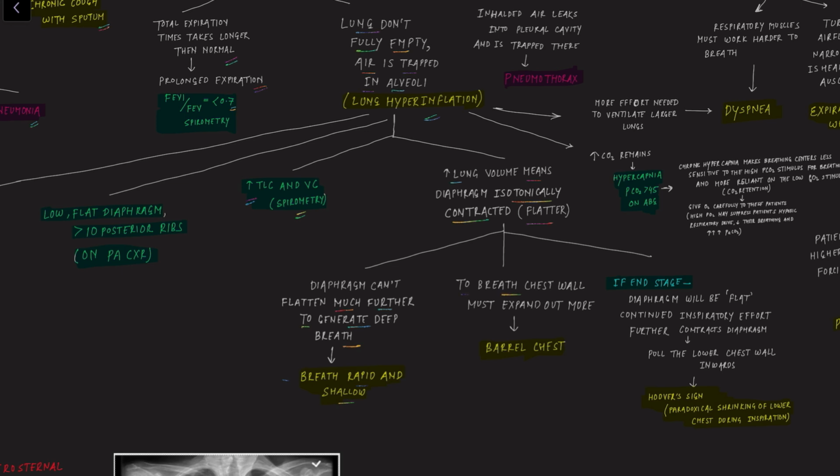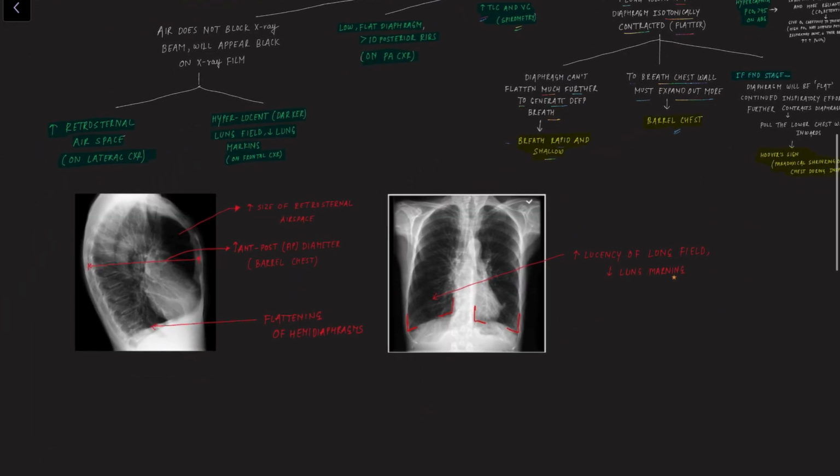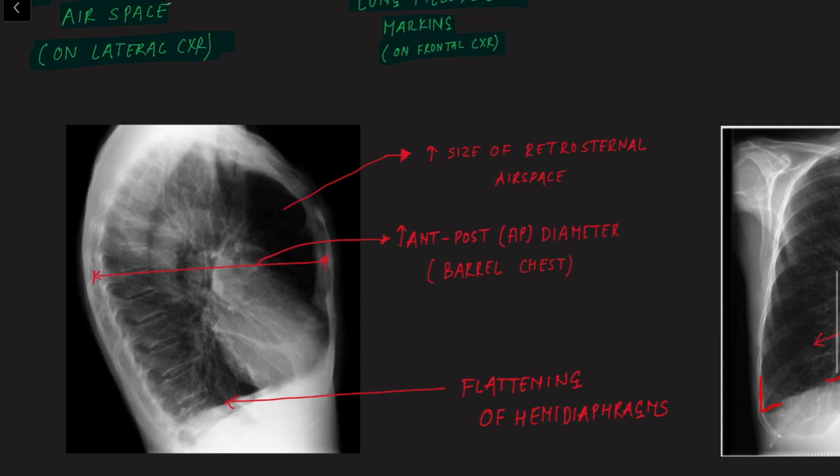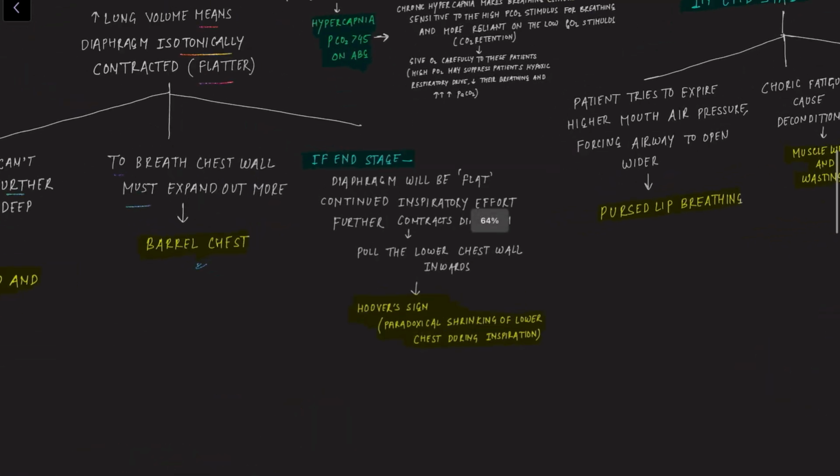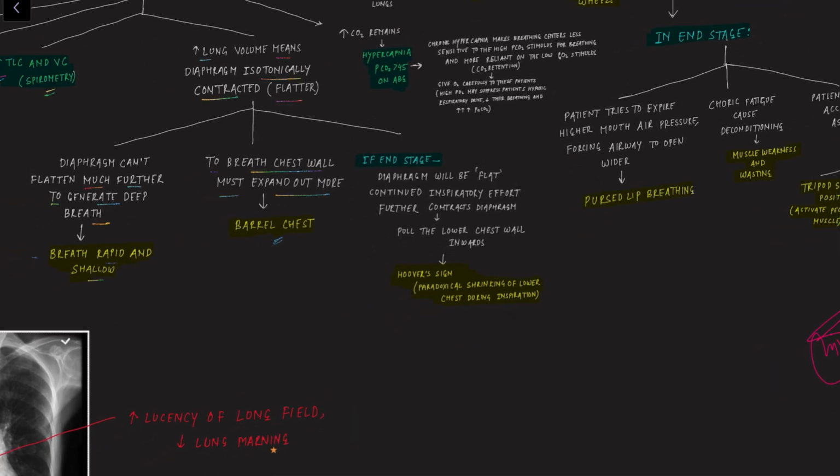To breathe, the chest wall must expand out more, so the patient has a barrel chest shape. Here you can see the increased anteroposterior diameter, known as barrel chest. In this stage, the diaphragm is flat. Continued respiratory effort further contracts the diaphragm and pulls the lower chest wall inward, producing Hoover sign, a paradoxical shrinking of the lower chest during inspiration.